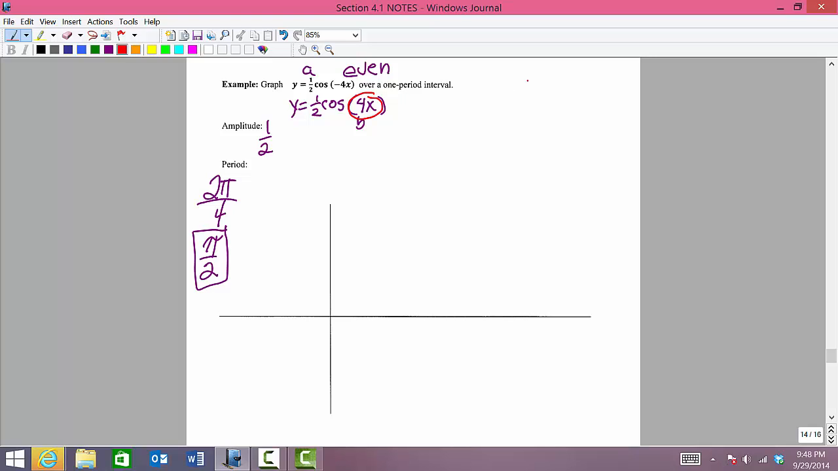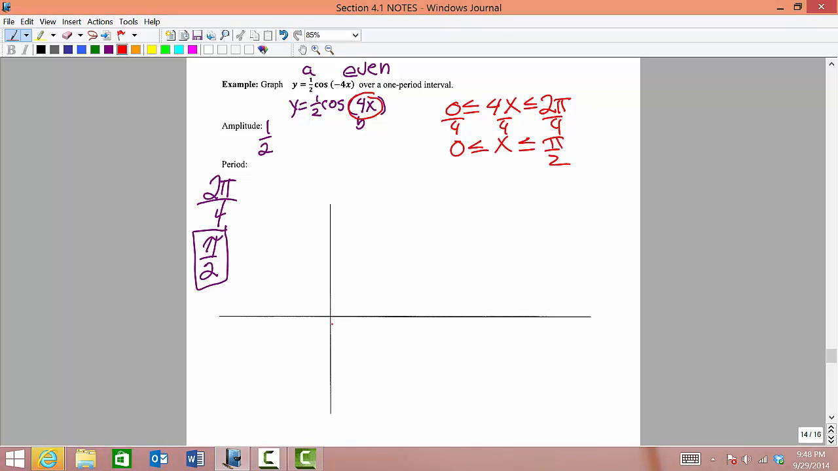We're going to use this as our input. So putting 4x in between 0 and 2 pi, we're going to divide by 4. And we see that our graph starts at 0 and ends at pi over 2. Our amplitude is 1/2. And now that we know where our graph starts and ends on the x-axis, let's find the midpoints.